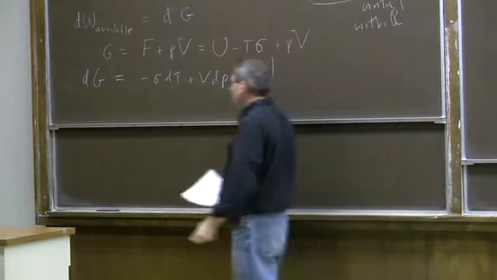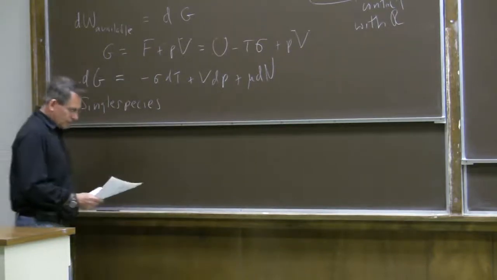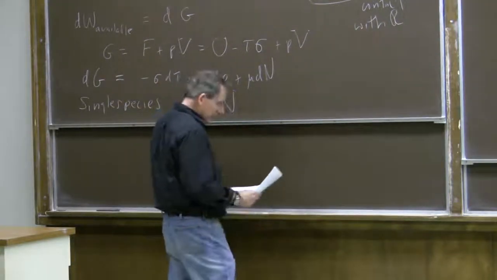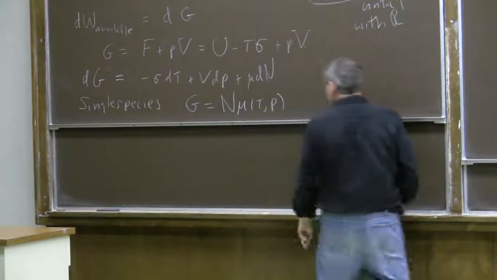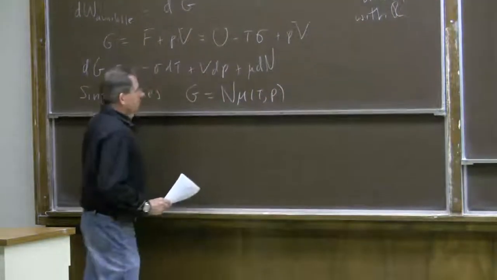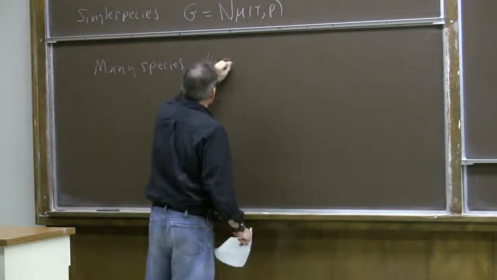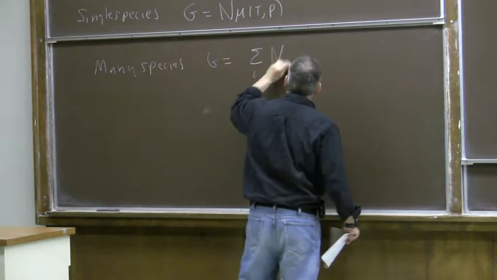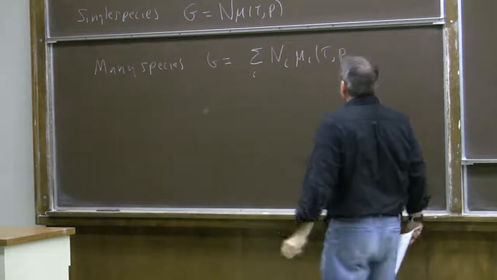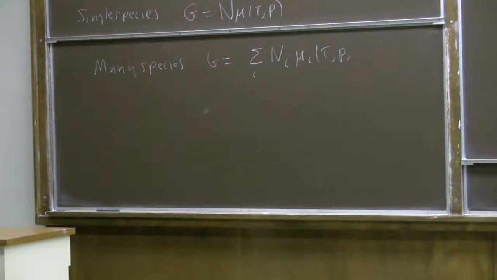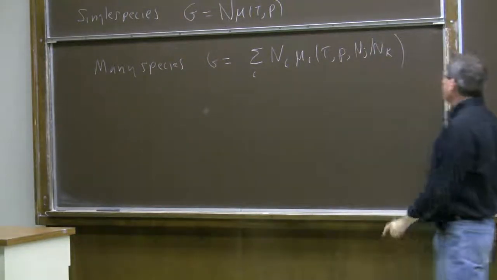Now we saw that if there's a single species of particles, we can write the Gibbs free energy as the number of particles times an intensive quantity, which is in fact the chemical potential expressed as a function of temperature and pressure. And if there are many species or particle types, then we can write it as a sum over species, number of particles of type i, times chemical potential for species i, which depends on temperature and pressure, and also scale-independent ratios of numbers of particles of different types, like the ratio of particles of type j to particles of type k.